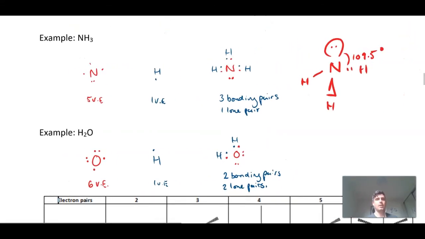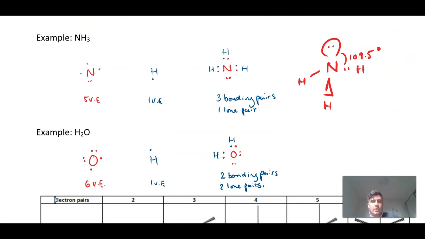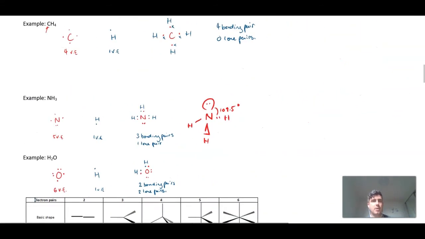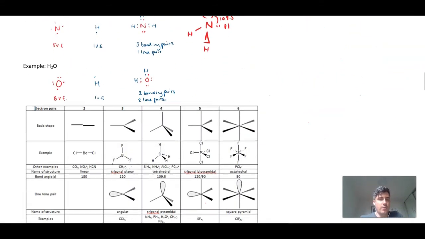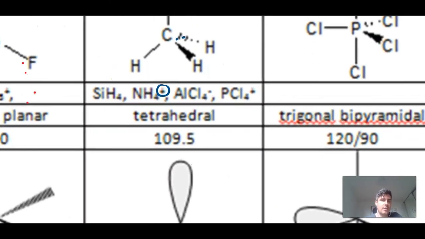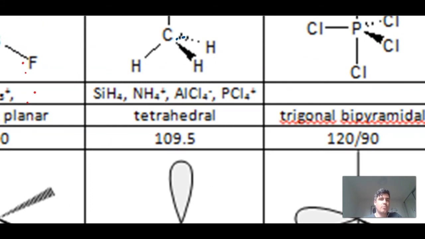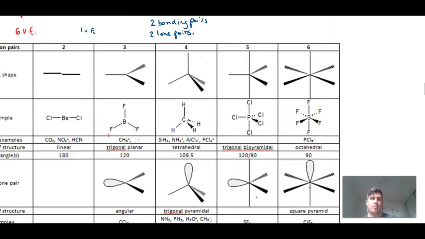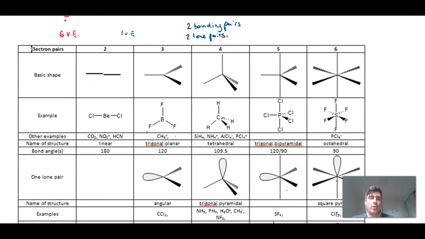So that's an overview of how to find the structures and shapes using VSEPR theory. More advanced questions will look at when you have charges. With a charge, you simply add or remove electrons from the total before you decide how many lone pairs and bonding pairs you've got. I'm going to do a separate video for some examples of these.